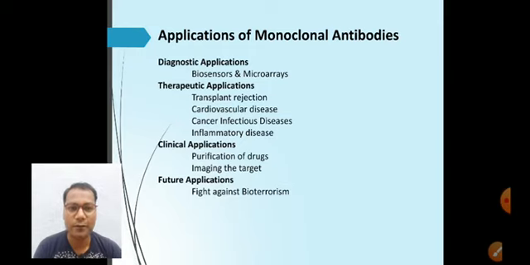And future applications of monoclonal antibodies would be the fight against bioterrorism. Bioterrorism, what does it mean? Bioterrorism is, we can say, like a biological weapon. It will be used in future. It is expected that some countries will use this type of bioterrorism. So monoclonal antibodies would be very helpful in that case also, if it happens in future.